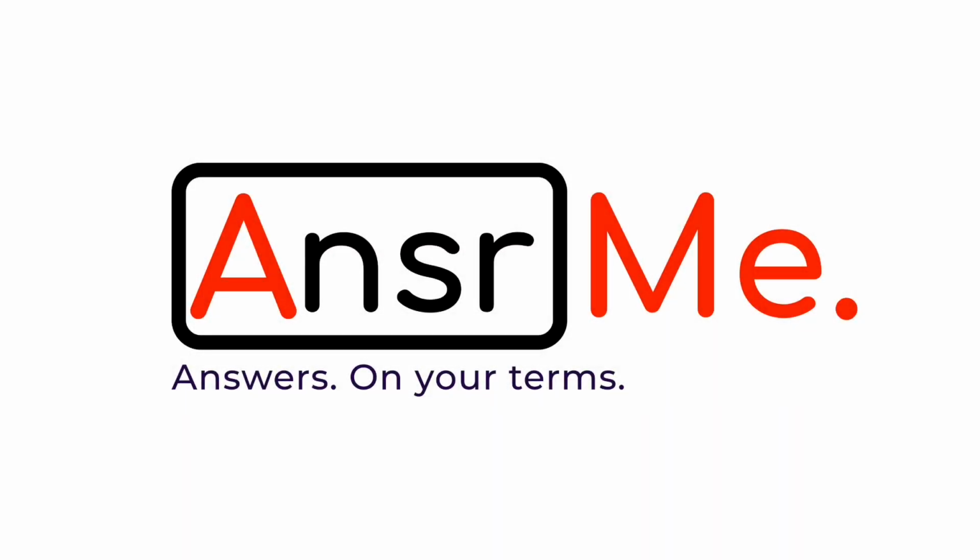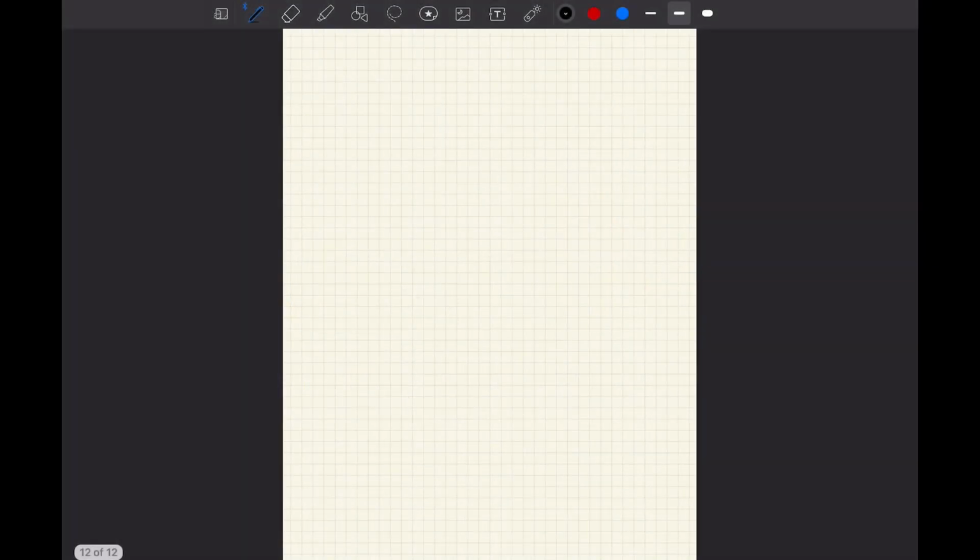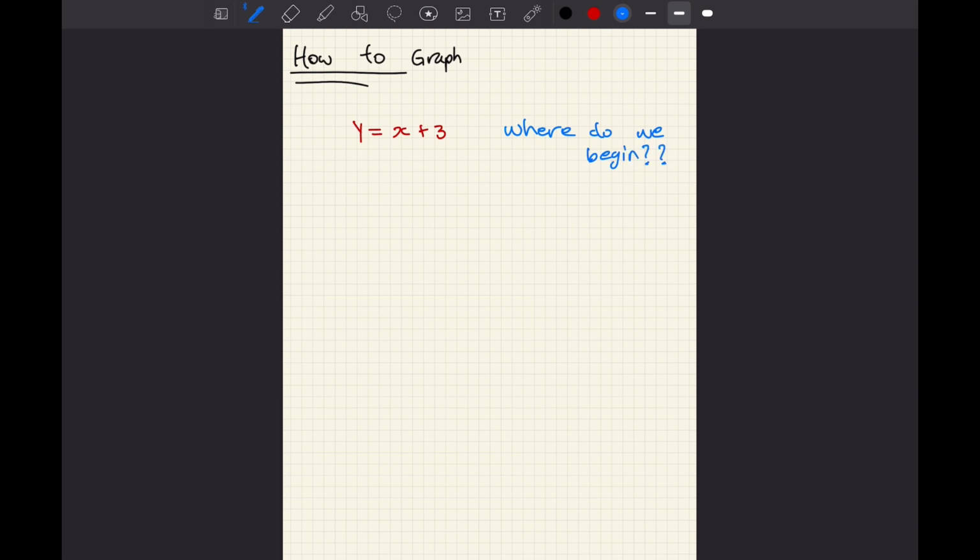Today, we're continuing on our journey with graphing. And today we're going to look at how we can turn an equation into a graph. Okay, so let's say we're given an equation such as y equals x plus 3. Where do we begin? This seems so confusing to begin with.